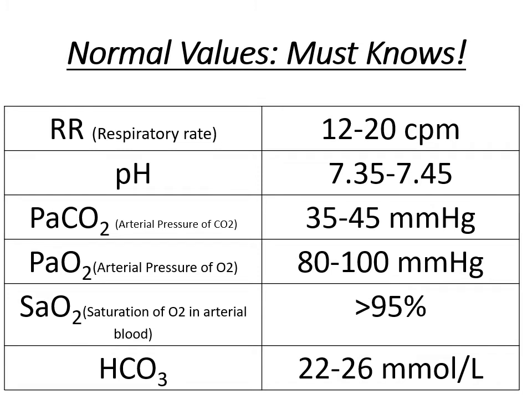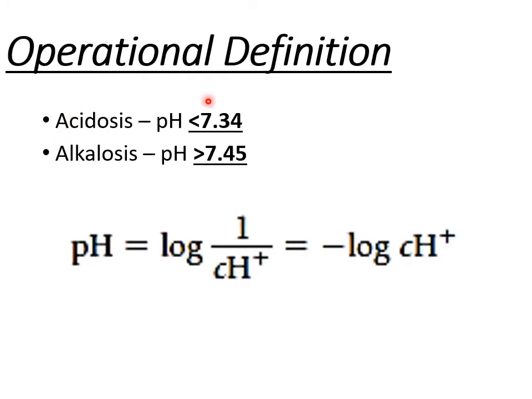And for operational definition, ano ulit ang ibig sabihin nito? Paano natin i-measure yung isang term? Okay? For acidosis, to operationally define this, the blood pH is supposedly less than 7.35. Remember, ang ating normal value is 7.35 to 7.45. So, less than 7.35 ang term natin for acidosis. While alkalosis naman, ang pH is more than 7.45.